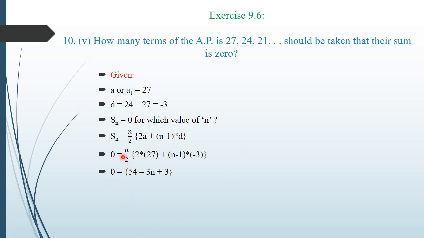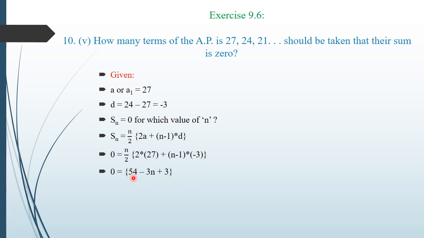Therefore when I take this entire term n by 2 to the left side, 2 will go to the numerator, n will go to the denominator. 0 into any term is 0. 0 divided by any number is again 0. Therefore I'll be left with only this bracket now, that is 2 into 27 is 54, minus, means this minus I got because I multiplied this minus 3 to the entire bracket here. Minus 3 into n is minus 3n, minus into minus will be plus, and 3 into 1 is 3 here.